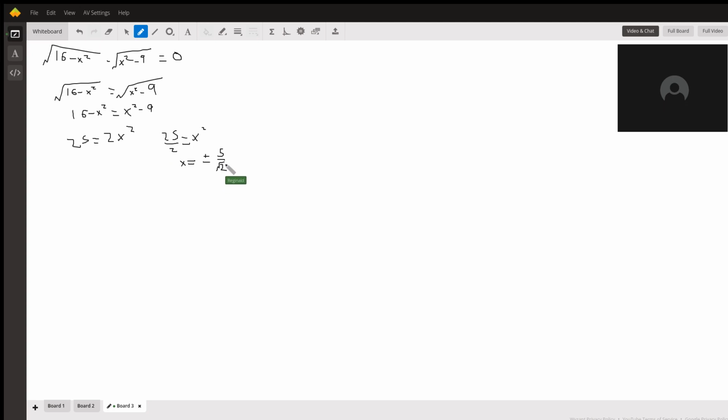Again, we don't like radicals in the denominator, so if I rationalize this, that's plus or minus 5 square root of 2 over 2.